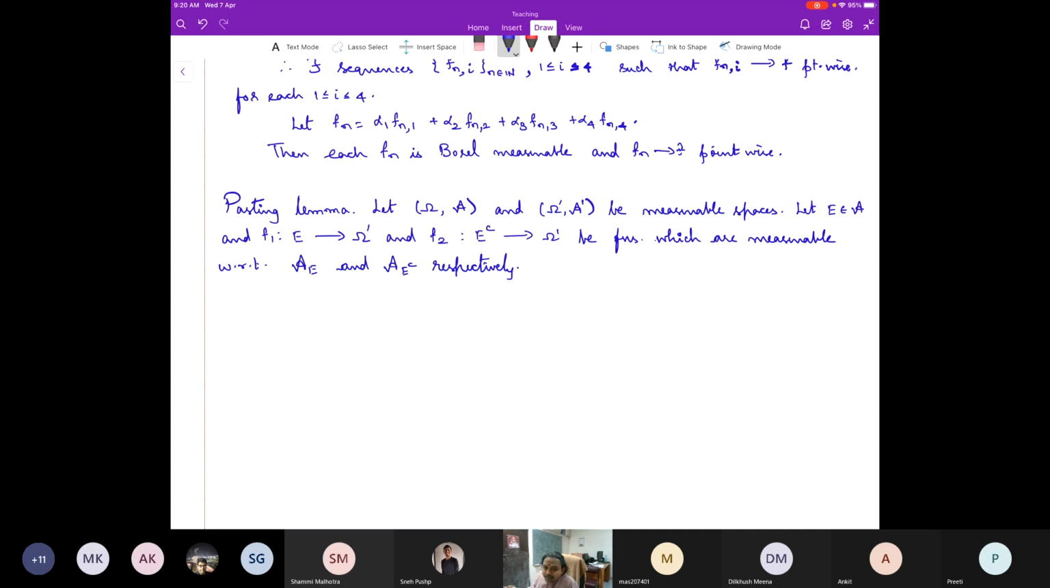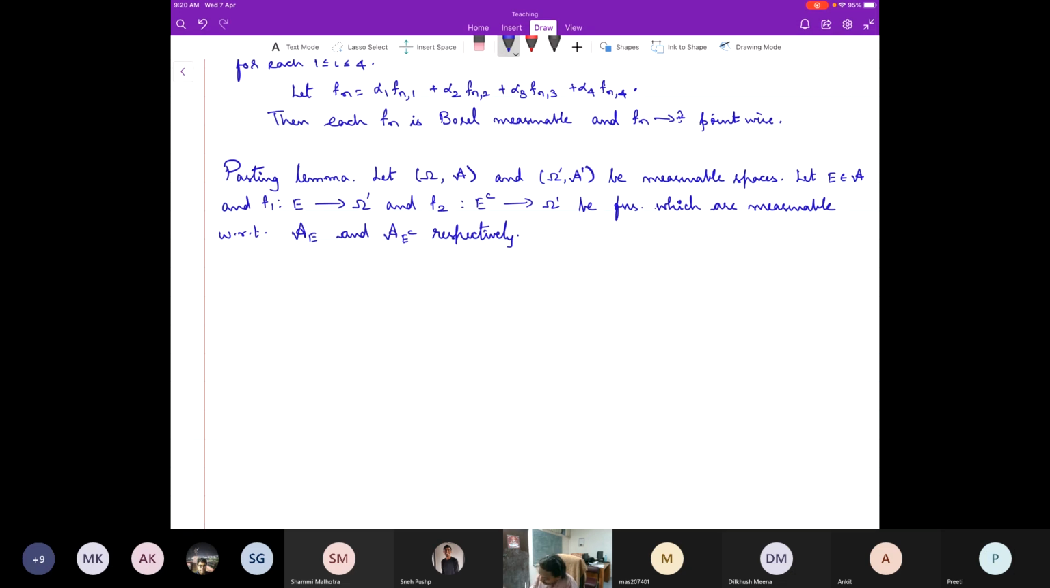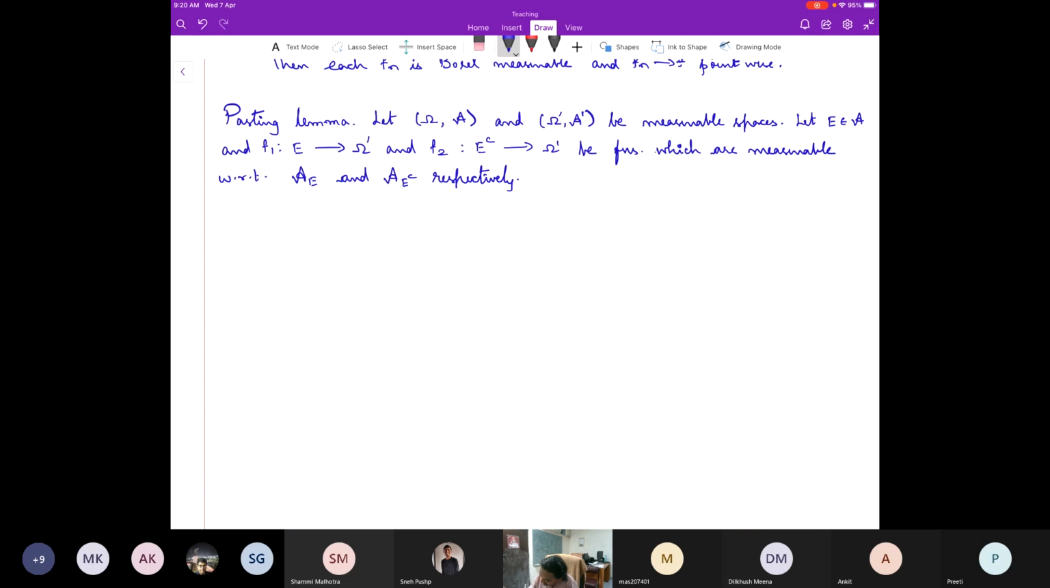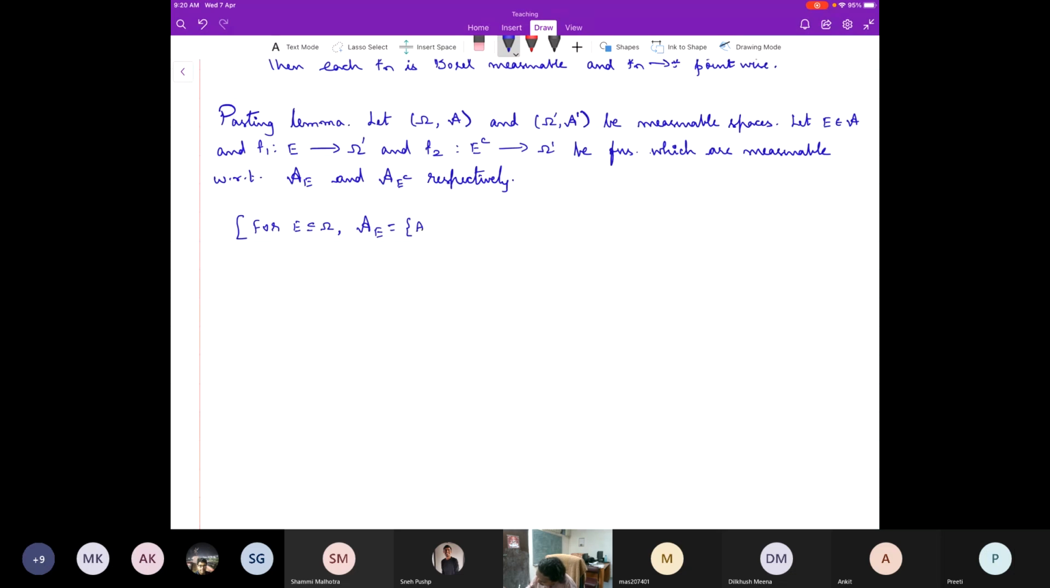What is this? A_E and A_E complement? The sigma algebra is restricted to E and E complement. Exactly right. For E a subset of omega, A_E is equal to all those A intersection E such that A belongs to script E. Yes, so this is what A_E is. Right.